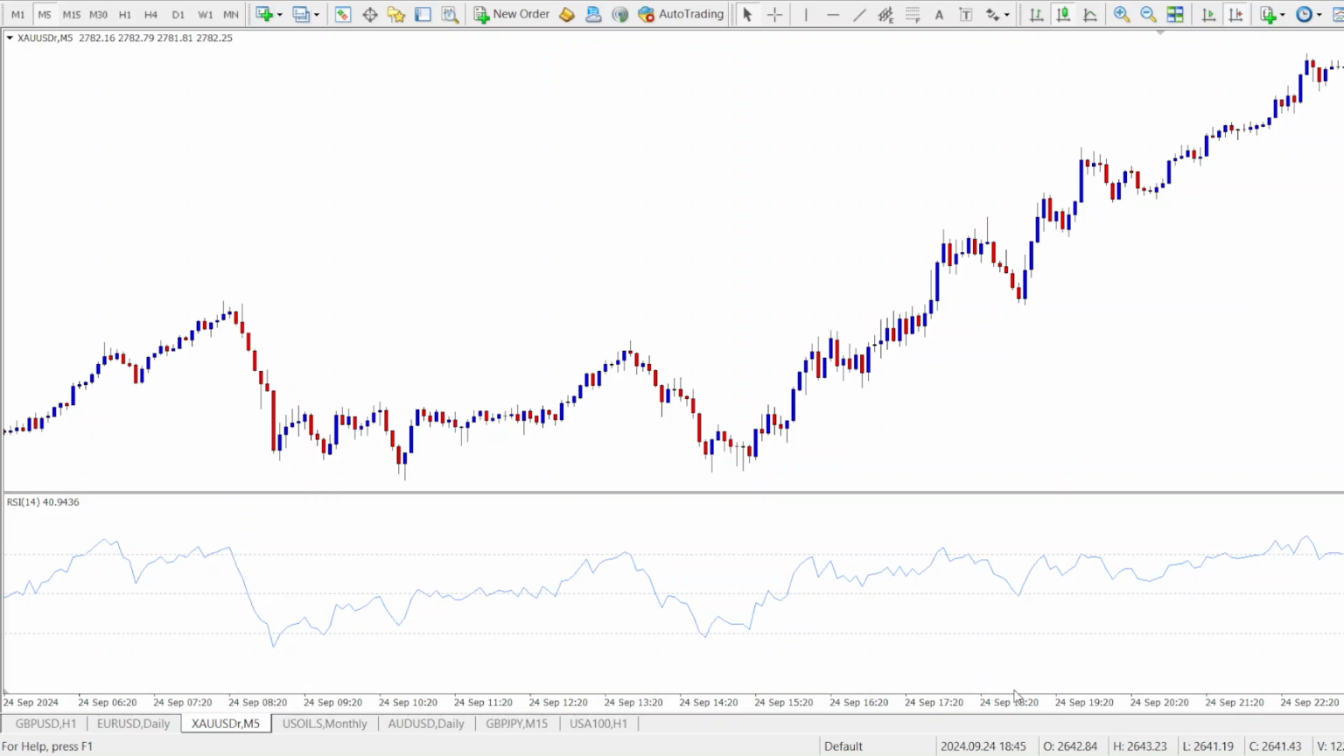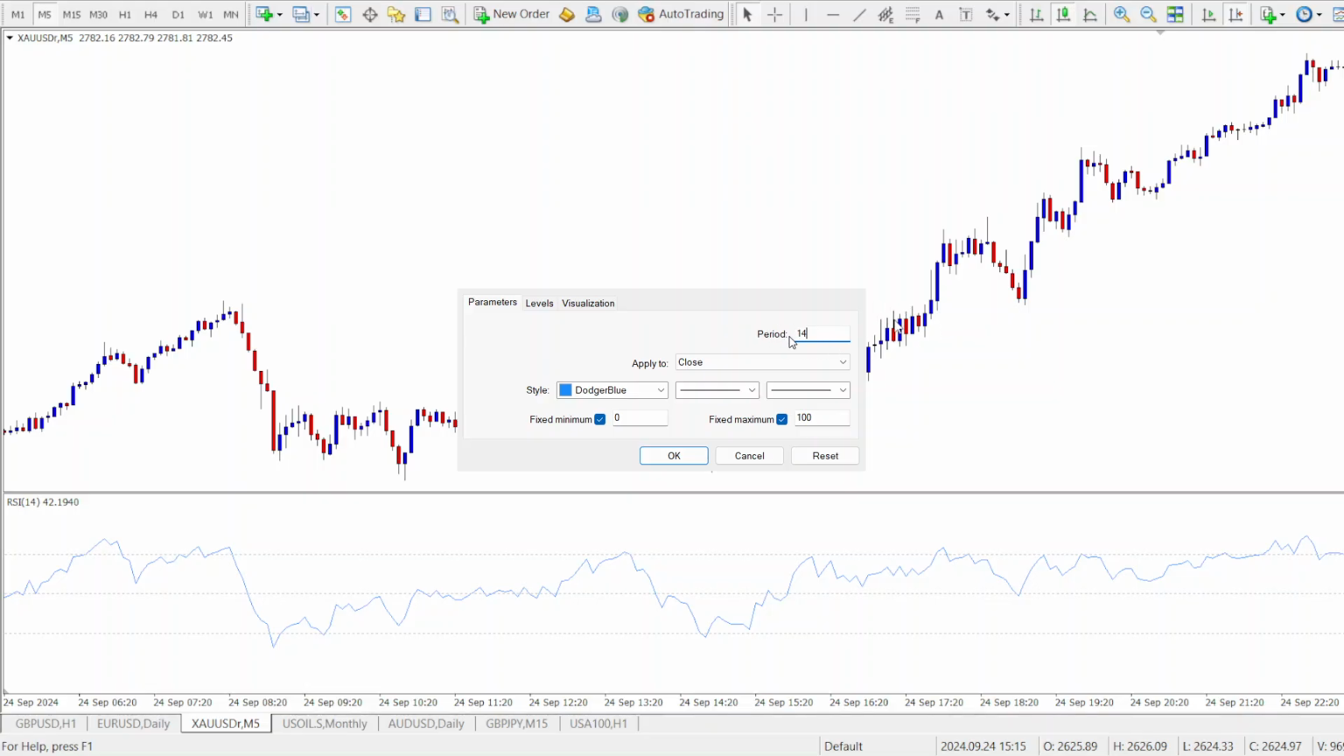But for the 5-minute chart, is the default setting of 14 the best choice? Because the default setting is actually 14 periods. We're just going to find out in this video, because for a 5-minute trading strategy, many traders find that using a shorter RSI period can be more effective.